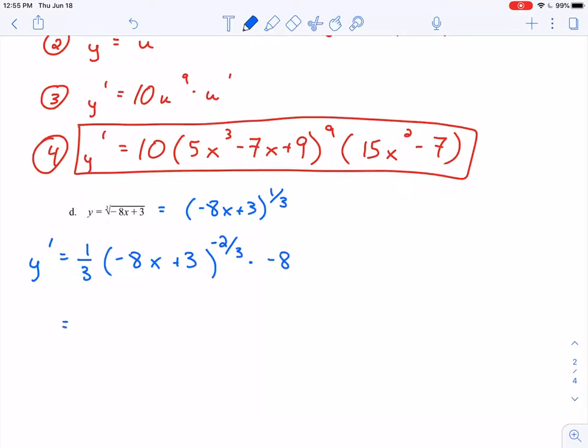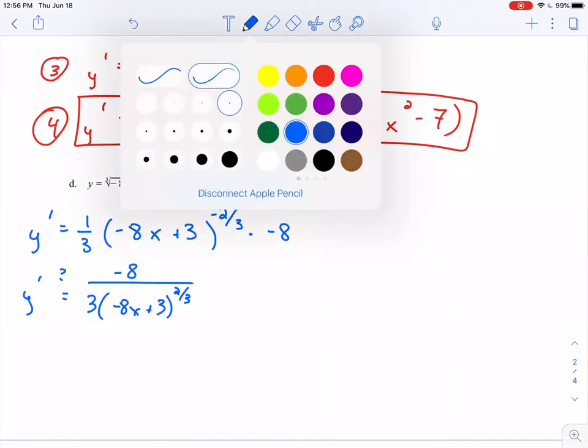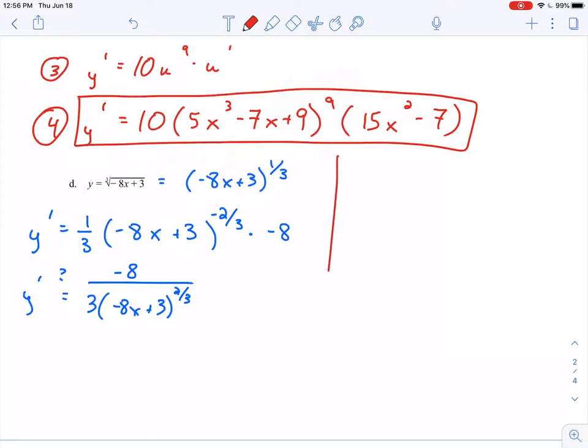So if I wanted to, I could probably leave it like this, but if I wanted to rewrite this, this would be negative 8 over 3 times negative 8x plus 3 raised to the 2/3 power. So I'm going to say y prime, maybe? I don't know. If that seems too fast for you, though, then it's really no problem at all. Let's see if we can arrive at the same solution, kind of taking our time here.